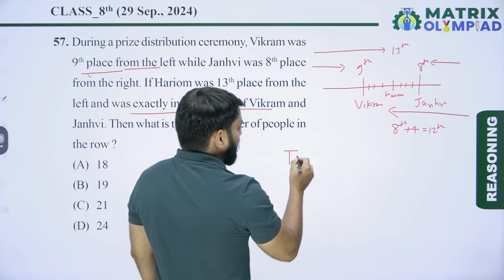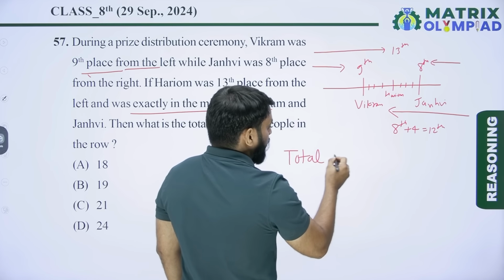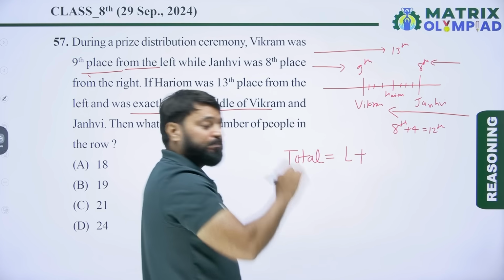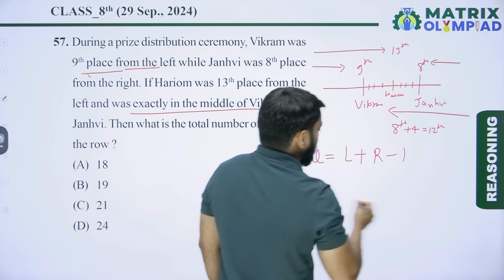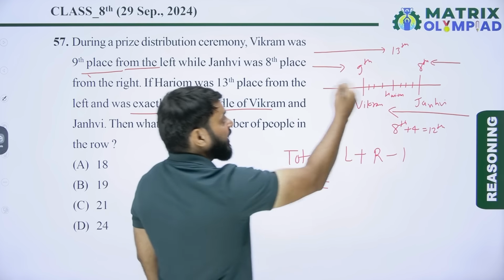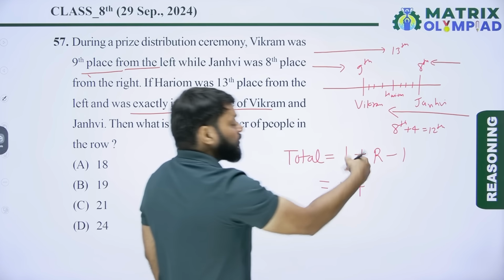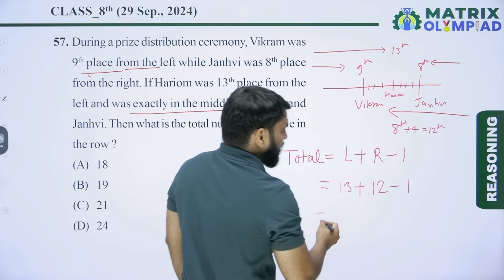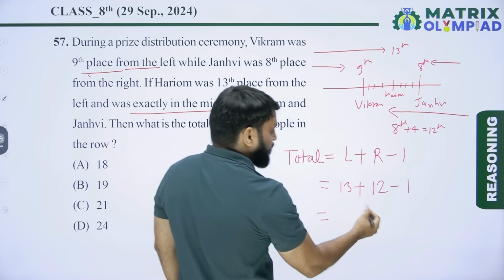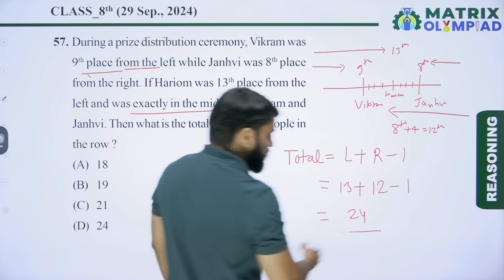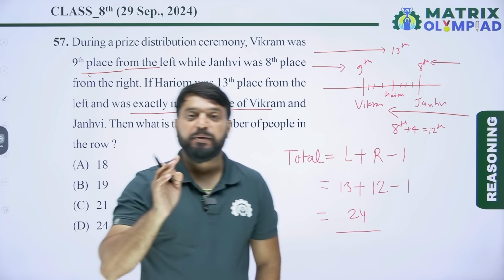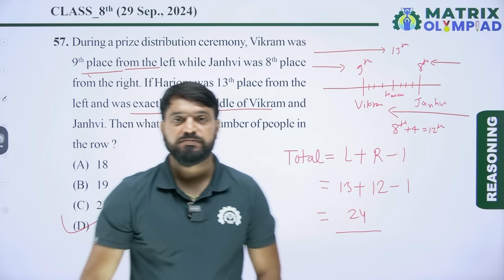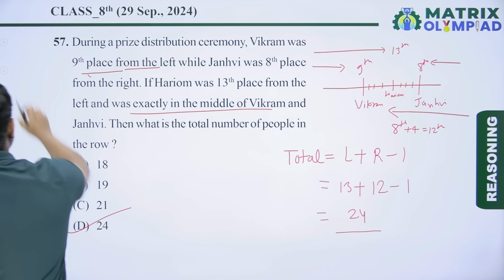Now find the total number of people in this row. The formula is left position plus right position of the same person minus 1. The left position of Hariom is 13, and the right position of Hariom is 12. 13 plus 12 is 25, minus 1 is 24. So there are 24 people in this row. So option D is the correct answer to this question. Let's move on to the next question.